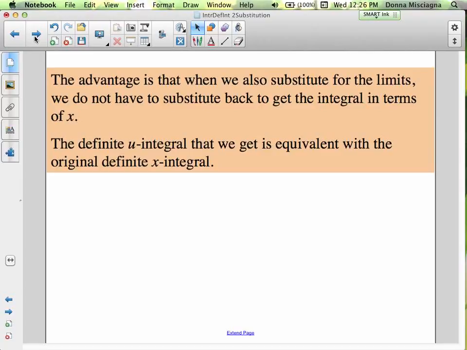The advantage is that when we substitute for the limits, we don't have to substitute back to get the integral in terms of x. That's the one advantage. The definite u integral that we get is equivalent to the original definite x integral. So it doesn't make any difference. It's just 2 different ways to do the same thing.